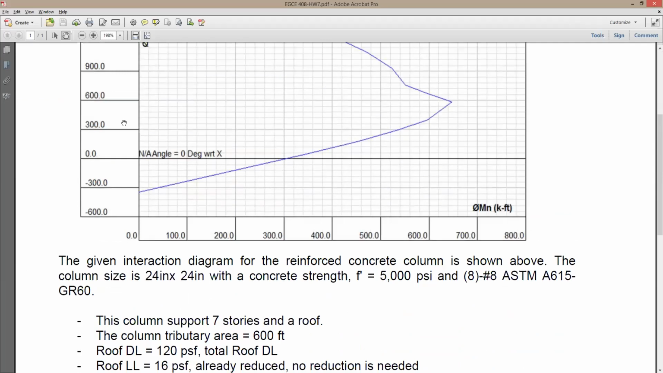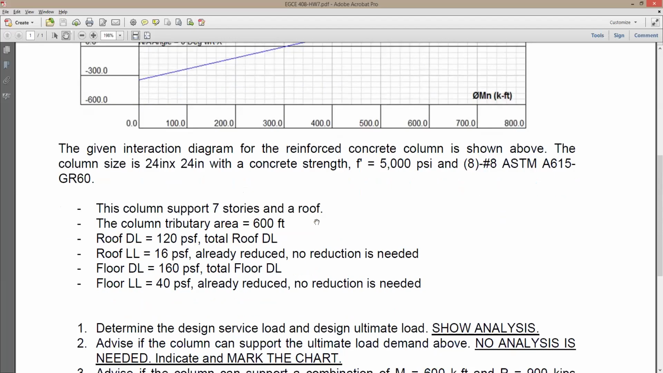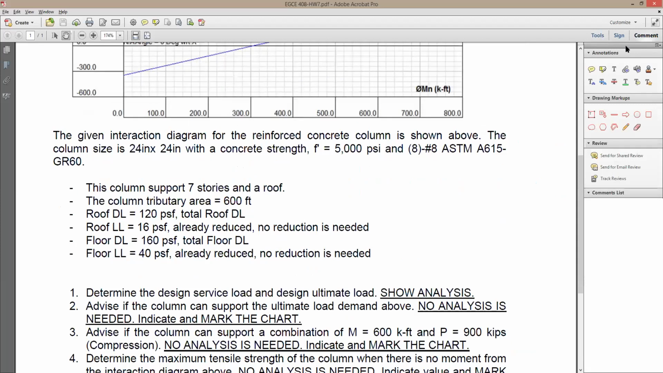It tells you here that here's the interaction diagram, right? So we did it for you. And you have 7 stories and a roof, and they give you the tributary area of the column, 600 square feet. This is not just feet, this gives you square feet. You have the roof dead load, and then you have the roof live load. Then you have the floor dead load and the floor live load. And they tell you this is just the total dead load. Don't add anything else. Just use the values given here.